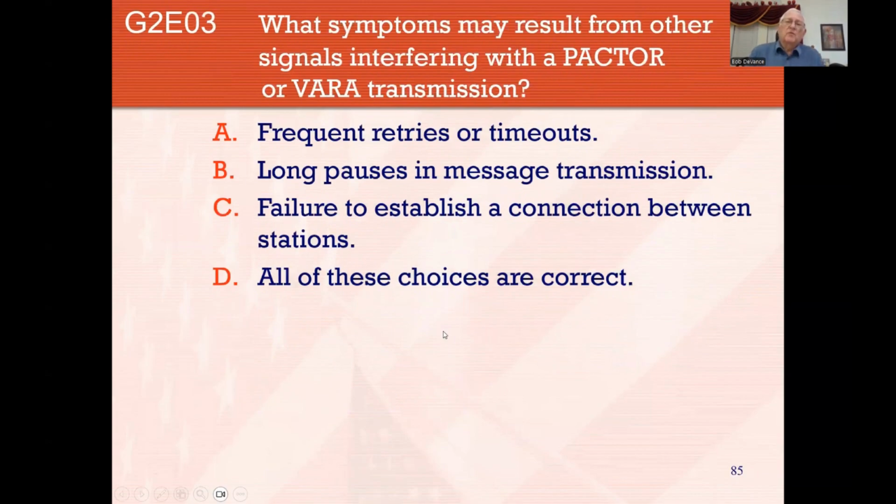What symptoms may result from other signals interfering with PACTOR or VARA communications? If it's trying to go back and forth, and when it has a problem, it'll try to do a retry or a timeout. Be long pauses as it does all this back and forth. It may not be able to maintain or establish the connection. So this is another one of those, all of the above.